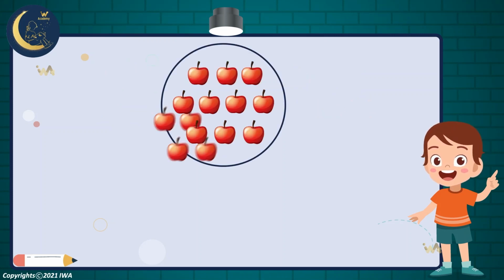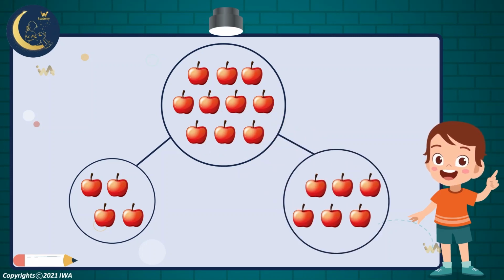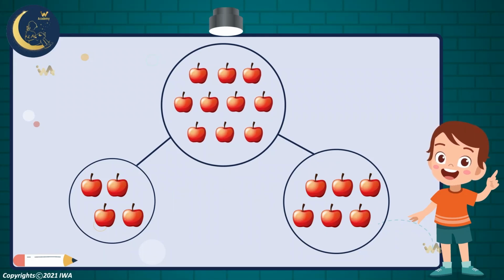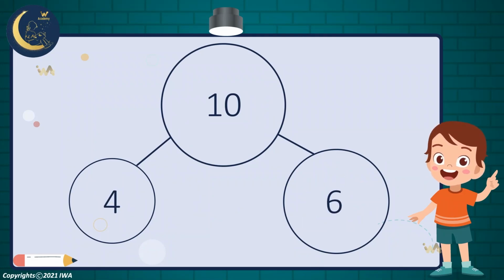If we take 4 of them and place them here, we are left with 6 apples, which we place there. If we count the 6 apples to the 4 apples, we get 10 apples. So my friends, 10 apples are made up of 4 apples and 6 apples. This means that the numbers 4 and 6 collectively equal 10.